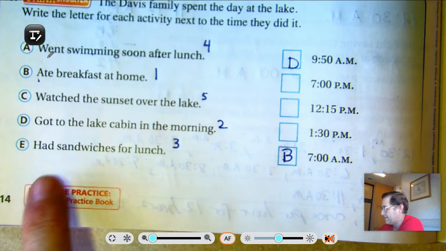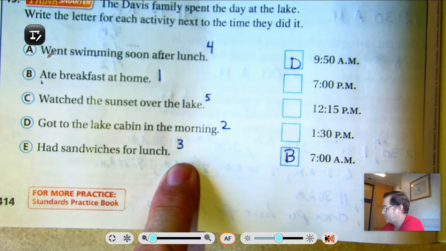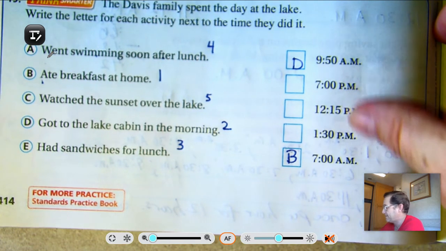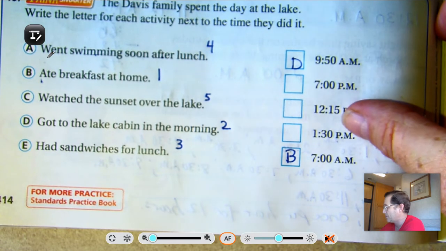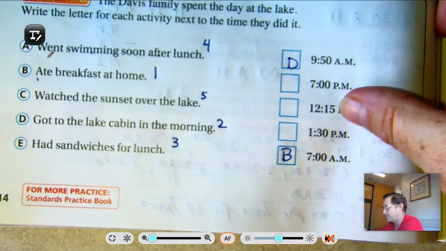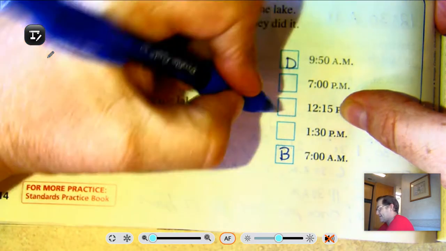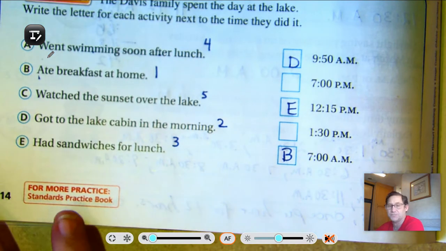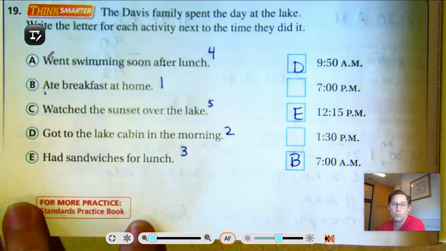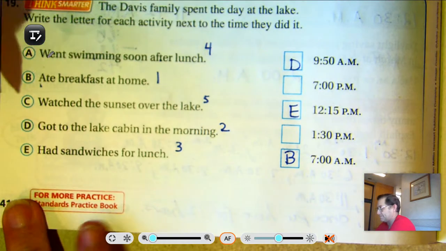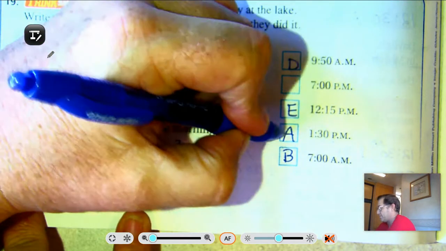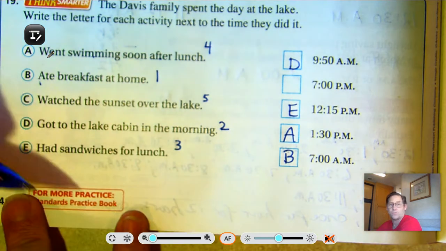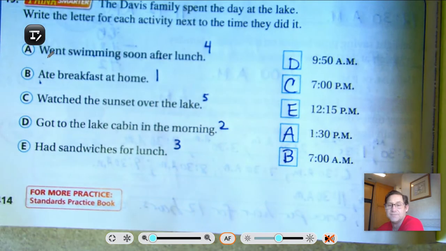The third thing we said that I did was had sandwiches for lunch. Well, if that's third, which one would come first out of these remaining three? 12:15 p.m., 1:30 p.m., or 7 p.m.? 12:15 p.m. And so that would be E. Then they went swimming after lunch and before watching the sunset. So that would be 1:30 p.m. And finally, watched the sunset over the lake at 7 p.m.